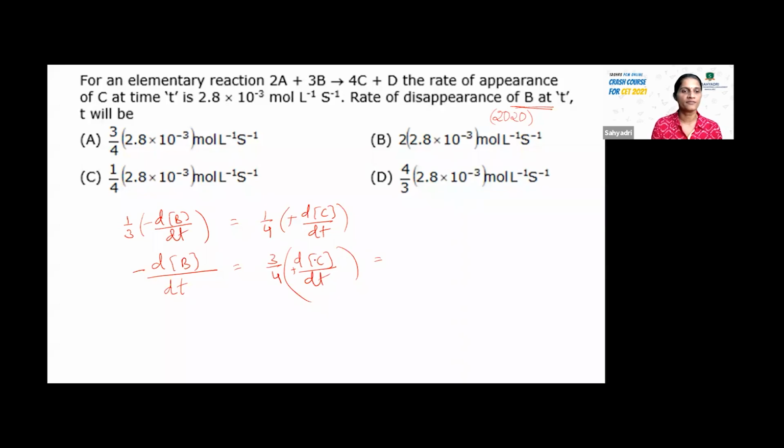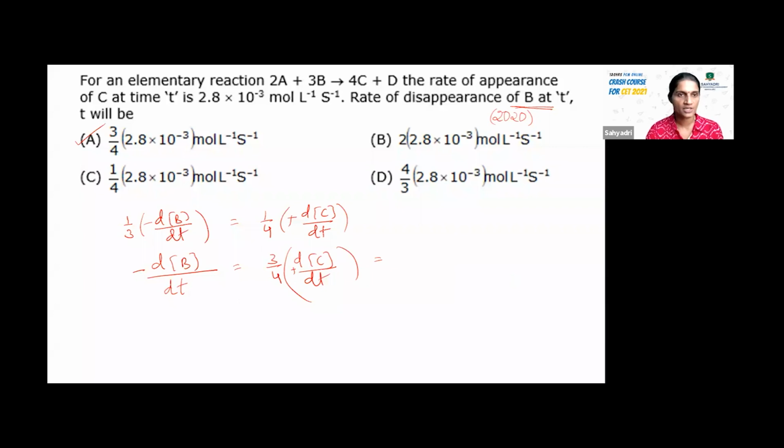What is the rate of appearance of C? It's given as 2.8 times 10 to the power minus 3. So what is the answer here? The answer for this question is option A, not option D. If B was given and C was asked, then the answer could have been 4/3. Did you understand? So it is option A. Answer is option A. Clear?